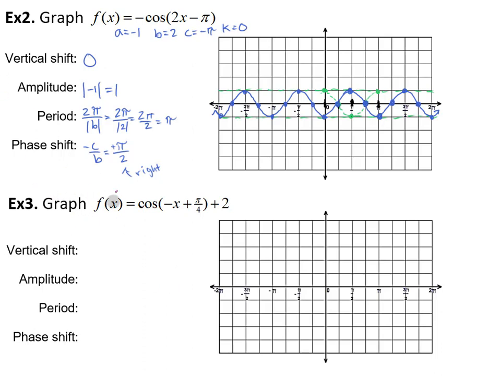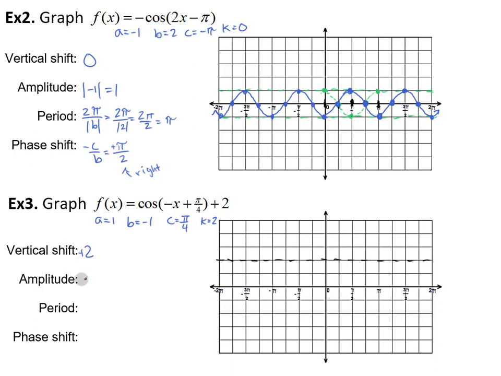Okay, so let's go through our steps again. Identify A, B, C, and K. Okay, so A is the 1 hiding in front of cosine here. B is the -1 in front of x. C is positive pi fourths, and K is positive 2. So this time we do have a vertical shift. We need to shift up 2 for our positive 2 here. So we're going to mark that like it's our new x-axis. Okay, so there's my marking at positive 2. That's essentially my new x-axis.